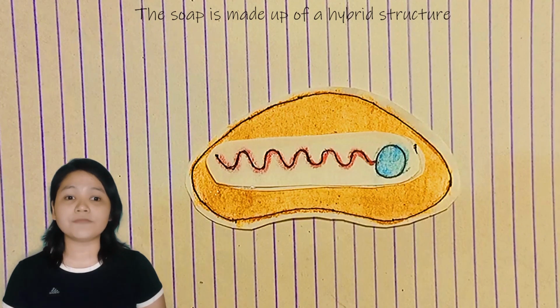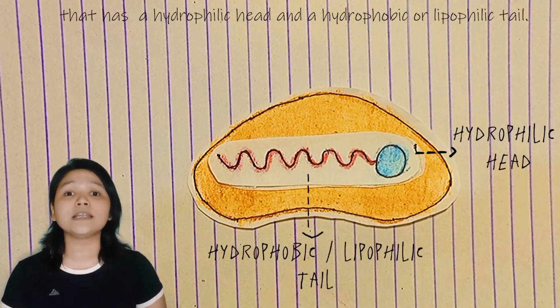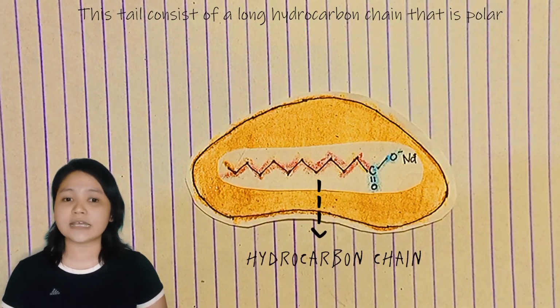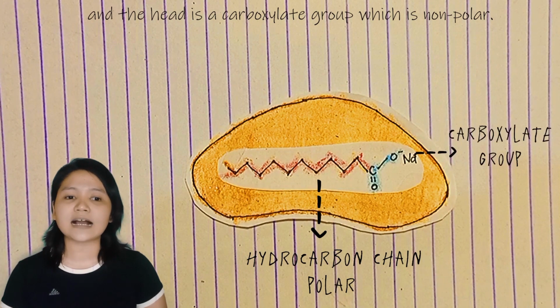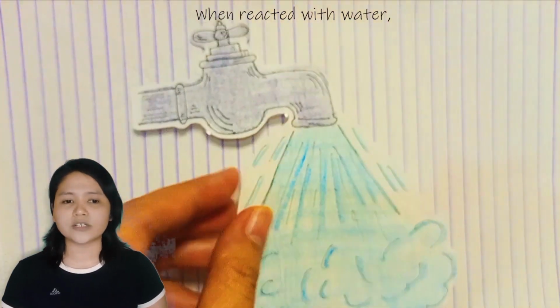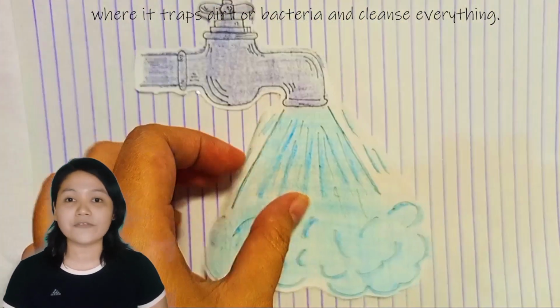The soap is made up of a hybrid structure that has a hydrophilic head and a hydrophobic or lipophilic tail. The tail consists of a long hydrocarbon chain that is polar, and the head is a carboxylate group which is nonpolar. When reacted with water, the soap forms a micelle where it traps dirt or bacteria and cleans everything.